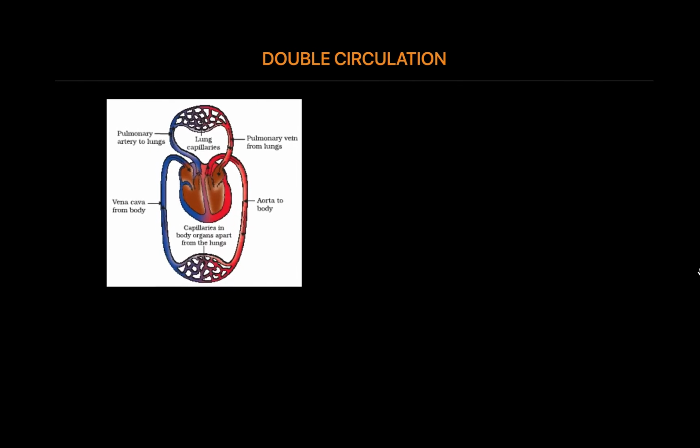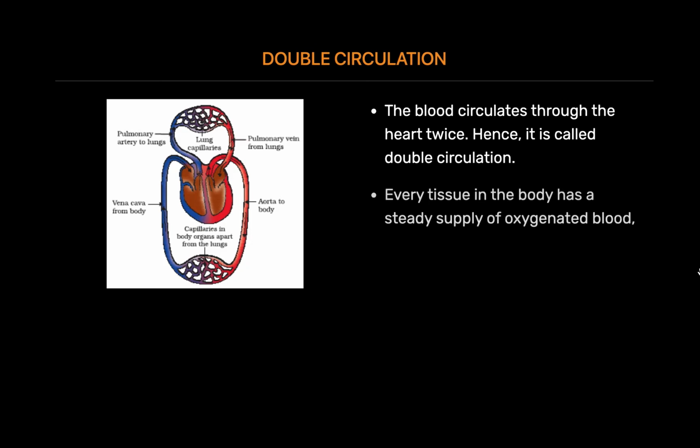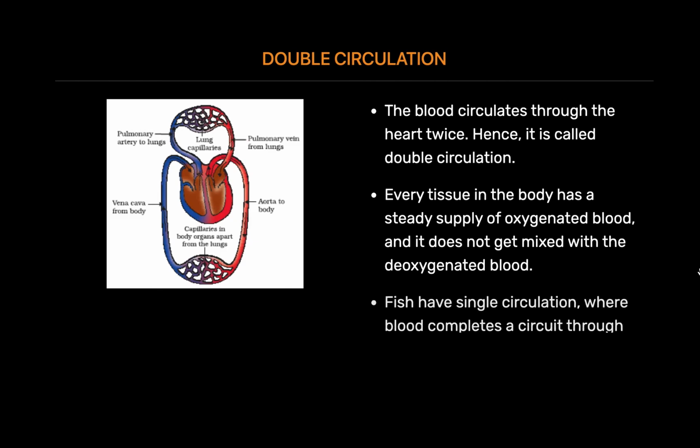Double circulation. The way blood flows in the human body is unique, and it is quite efficient too. The blood circulates through the heart twice, hence, it is called double circulation. Advantage of double circulation is that every tissue in the body has a steady supply of oxygenated blood, and it does not get mixed with the deoxygenated blood. Other animals like fish have single circulation, where blood completes a circuit through the entire animal only once.